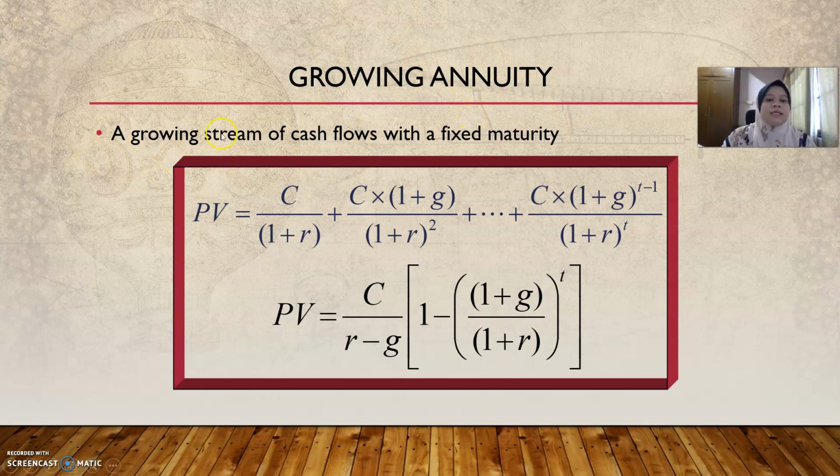So what is a growing annuity? It is a growing stream of cash flows with a fixed maturity. So you are given a number of periods.